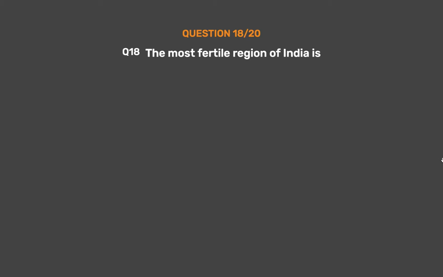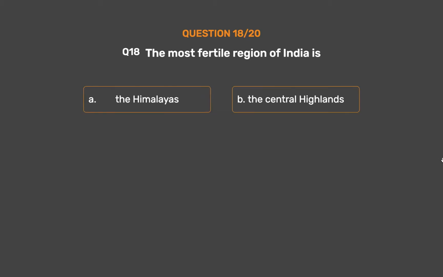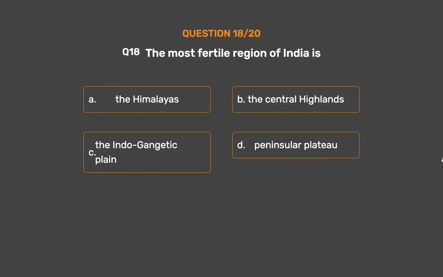Question number 18. The most fertile region of India is Option A, the Himalayas. Option B, the Central Highlands. Option C, the Indo-Gangetic Plain. Option D, Peninsular Plateau.